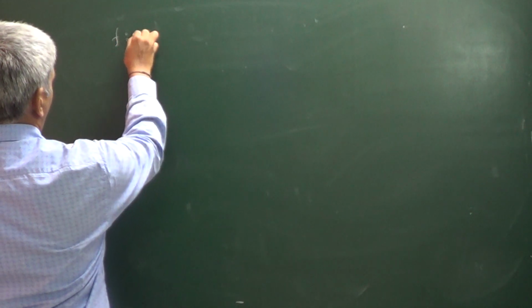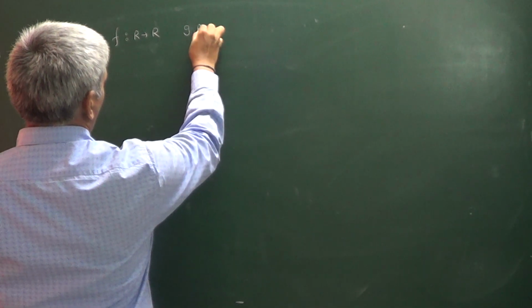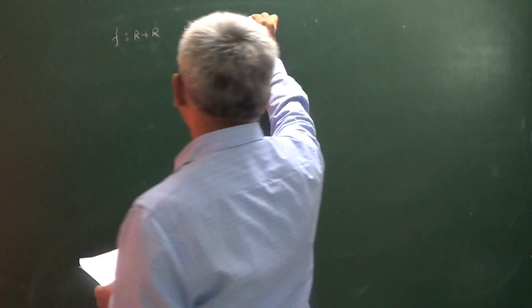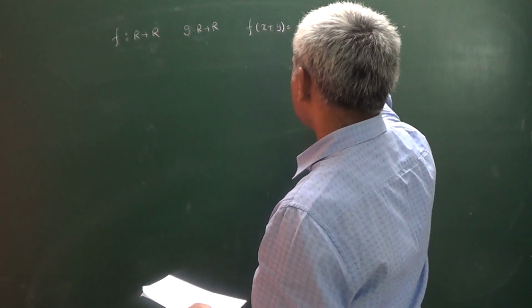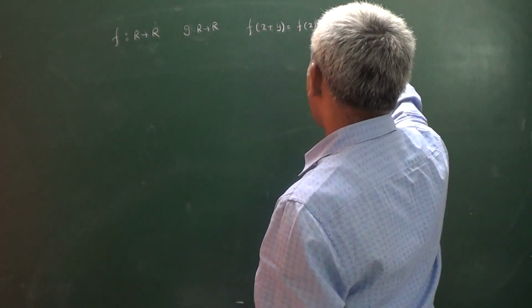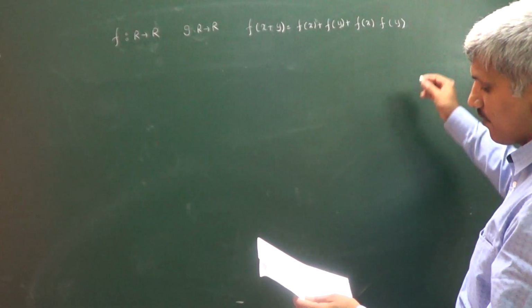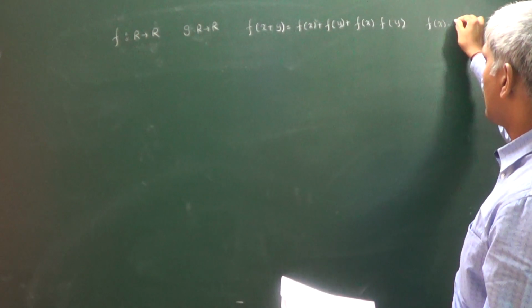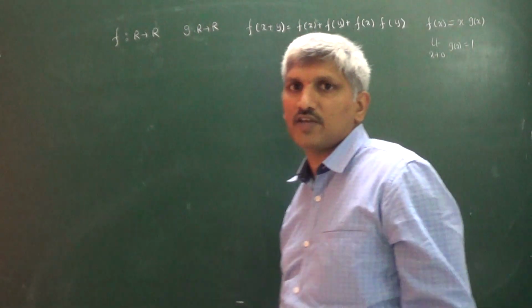So this is one more question. This question was given in this year's JEE exam. f is a function from R to R. g is also a function from R to R, satisfying the functional relation f of (x plus y) is equal to f of x plus f of y plus f of x into f of y. That is the functional equation given, and also given that f of x is equal to x into g of x, and also he is saying that limit x tends to 0, g of x is equal to 1. That is the information given.